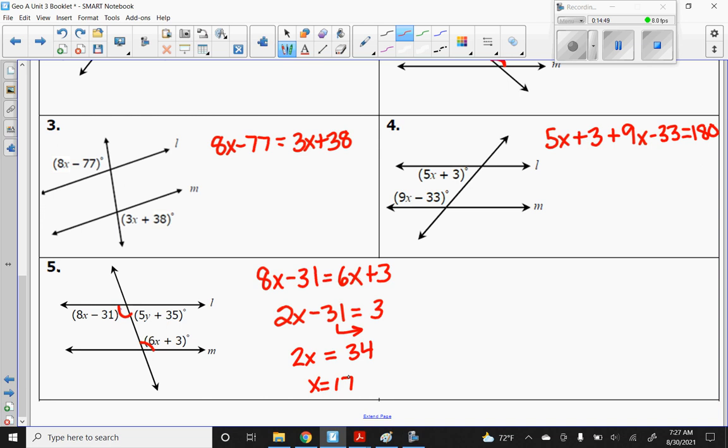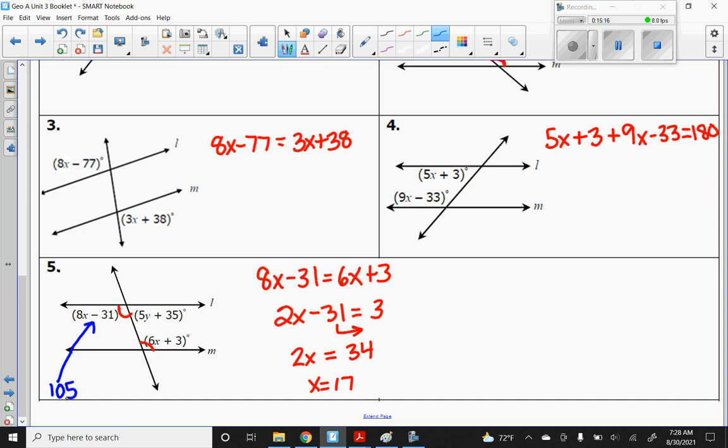So how does this help me now? I now know this angle here is 8 times 17 minus 31. Let me start over, 8 times 17, minus 31. That angle is 105.